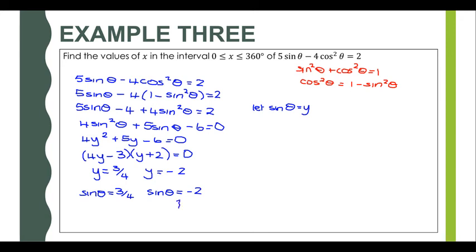Sine theta is equal to minus 2 will give us no solutions, as sine theta has to be greater than or equal to minus 1 and less than or equal to 1. So for our other solution, we can get theta by inverse sine of 3/4, which gives us 48.6 degrees to 1 decimal place.